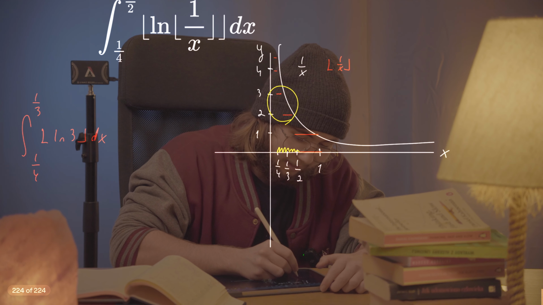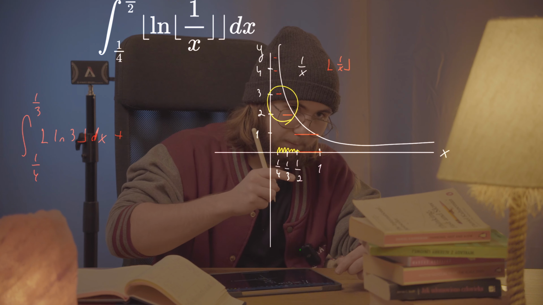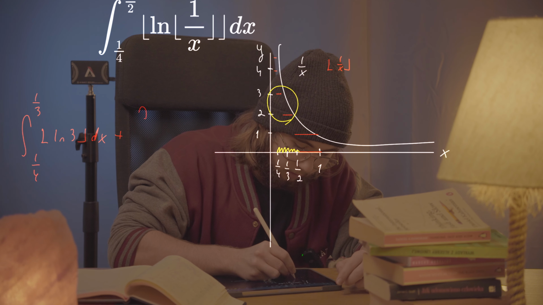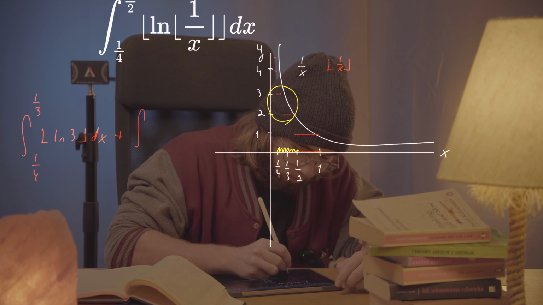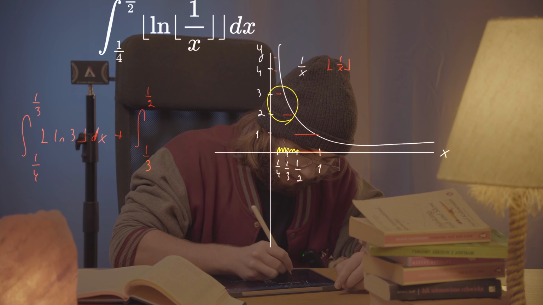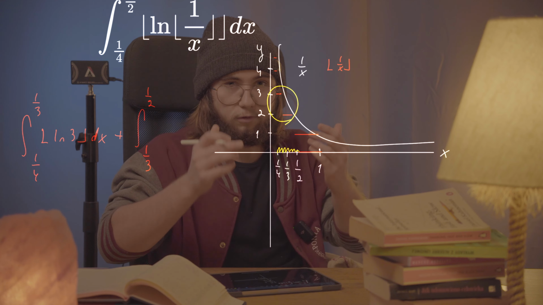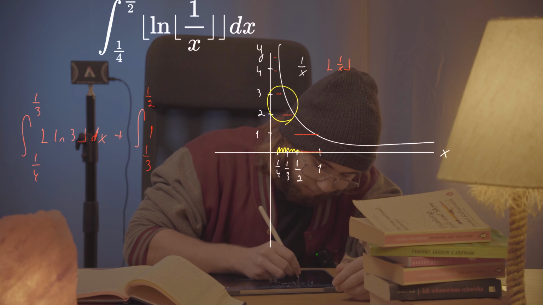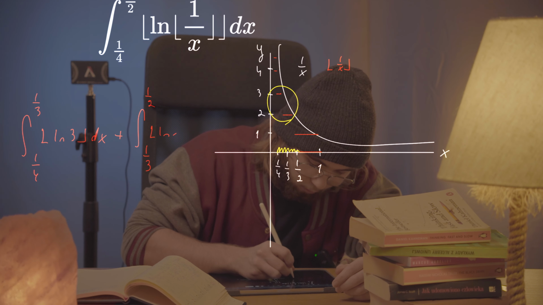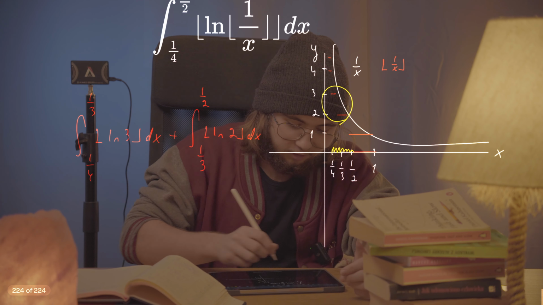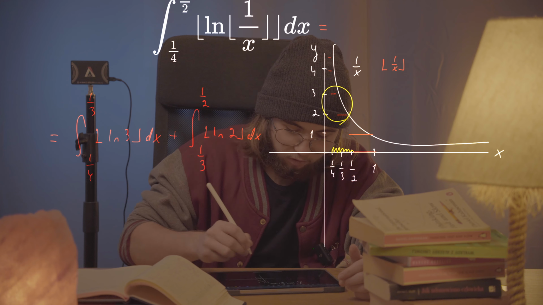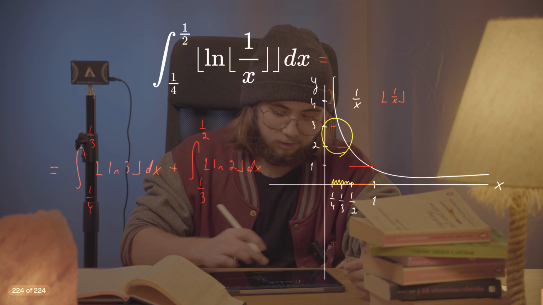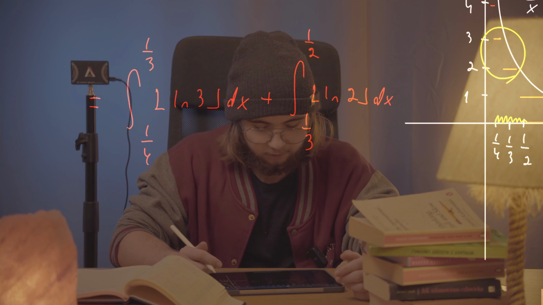That's a nice thing. And then on the second interval, the integral between a third and a half, well, on this interval our floor of 1 over x is going to give us 2. So we're just gonna have the floor of the natural log of 2 dx, and this is perfectly the same as the original integral we were trying to evaluate. So now let's just focus on evaluating those two guys. Well, how can we do this?